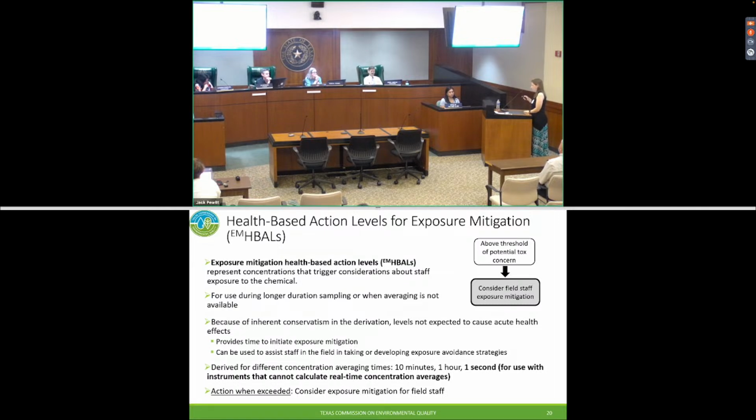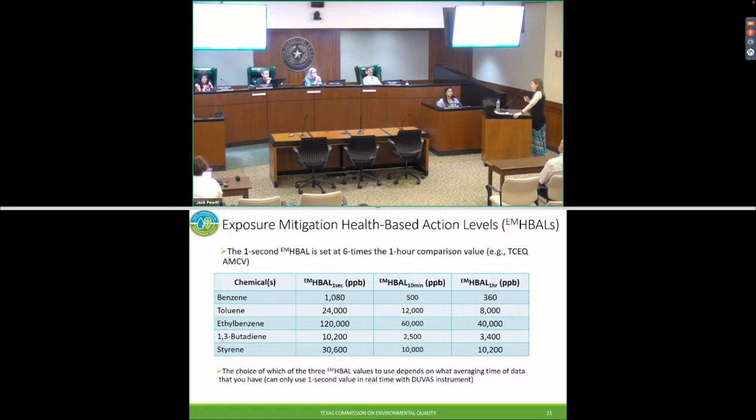So the instantaneous, or the 1 second exposure mitigation HIBAL, is set at 6 times the 1 hour comparison value. I'll show you an example for benzene in just a moment, so you can see how those all fit into the scale.